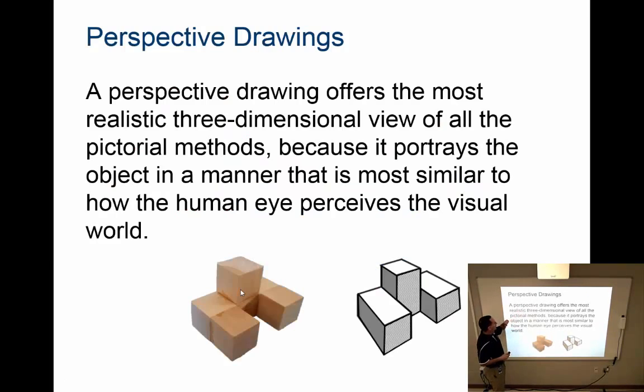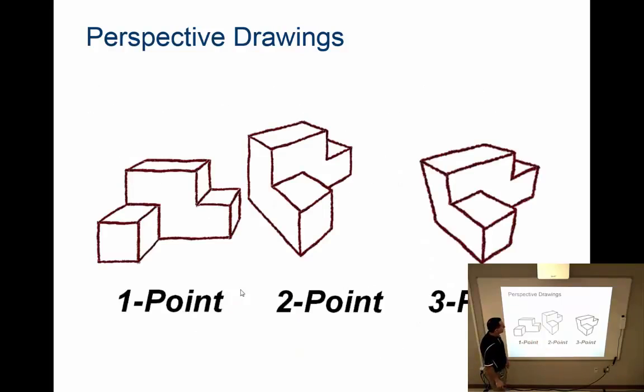So a perspective drawing is going to offer the most realistic 3-dimensional view, like I mentioned, because it portrays the object in a manner that is most similar to the way that we perceive the visual world, meaning that as something gets farther away from us, it appears to trail off towards a vanishing point.